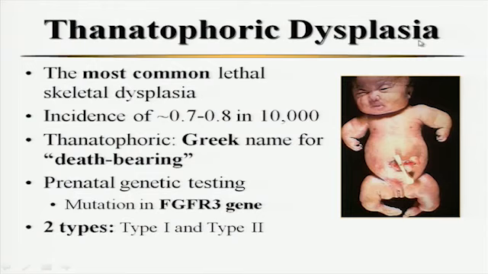So thanatophoric dysplasia, just like our little pie chart shows us, is the most common lethal skeletal dysplasia, with an incidence of almost 1 in 10,000. Thanatophoric is the Greek name for death-bearing. The prenatal genetic testing that we can look for is the FGFR3 gene. So they can take amniotic fluid and send it off for testing. So two types, type 1 and type 2.